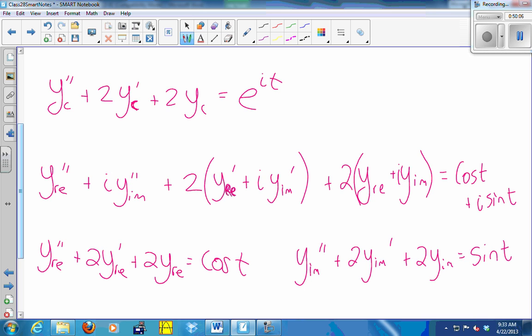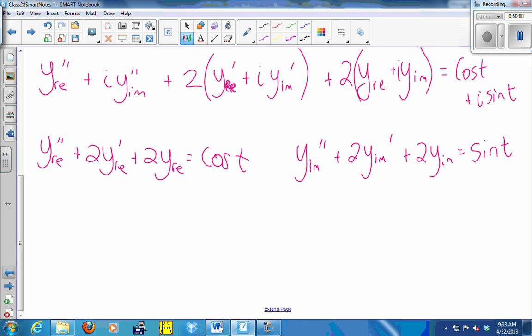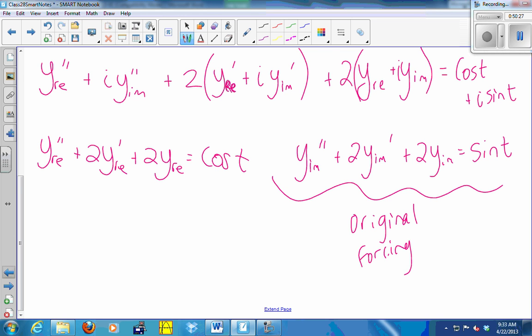So one of these two equations is our original differential equation with the correct forcing function. Which one is it? The one with the sine. This is the original forcing equation. So if I just take the imaginary part from the complex valued forcing function, I'll have solved my original problem.